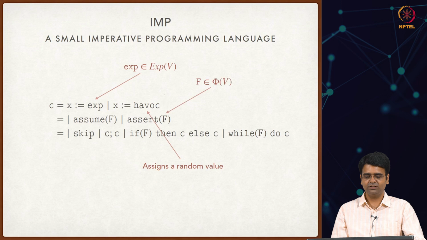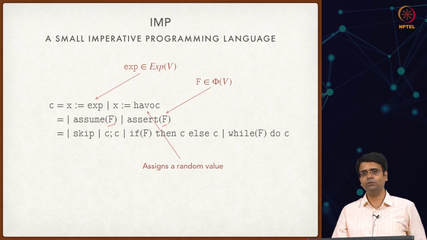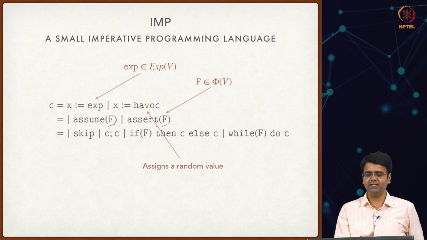Next we have assume f and assert f. So what is this f? Both assume f and assert f are base statements, and f is a formula in the theory of integers. So f belongs to phi of V, which means that you can construct any formula over the program variables, and then either assume or assert that formula. What exactly it means when we say assume f or assert f, we will see later on. But for now let's just focus on the syntax. The semantics will come later.